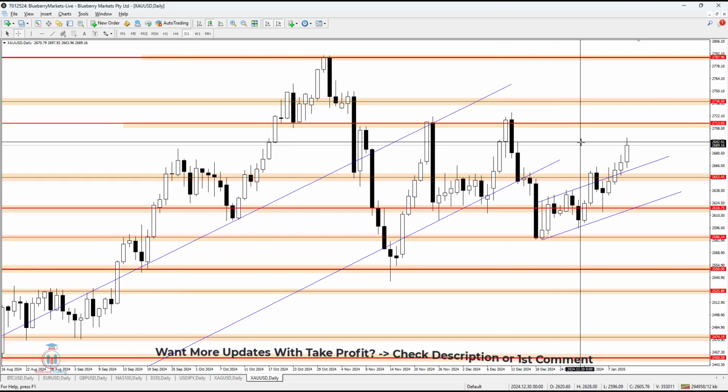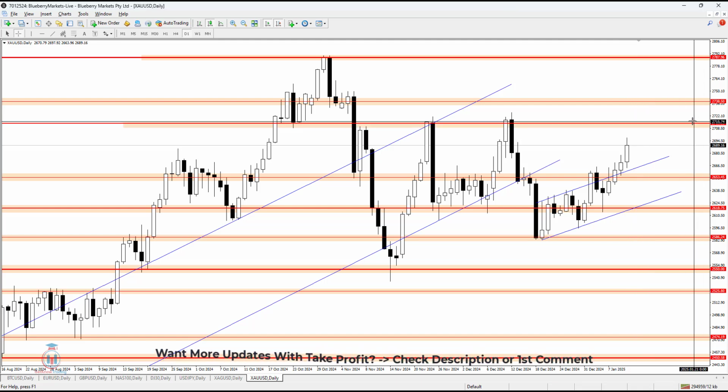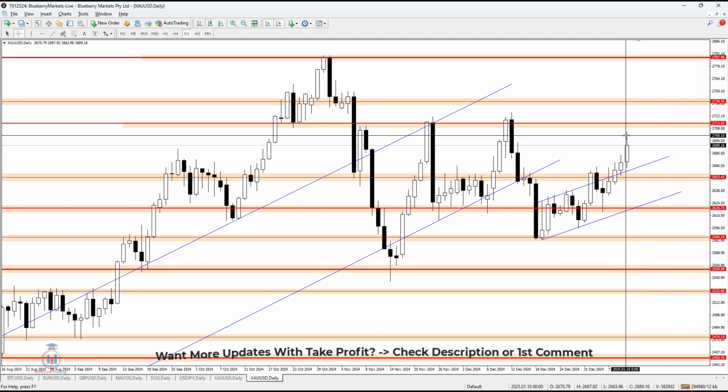So for now, I'm expecting the price will try to reach higher price levels, targeting the next resistance level 2713.65.